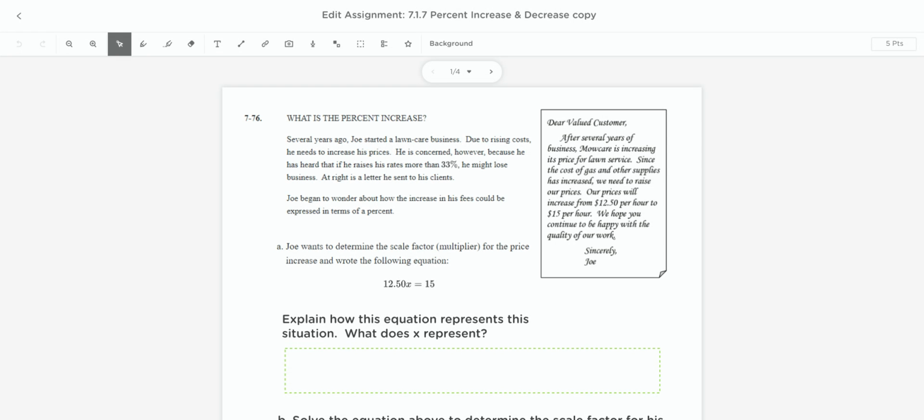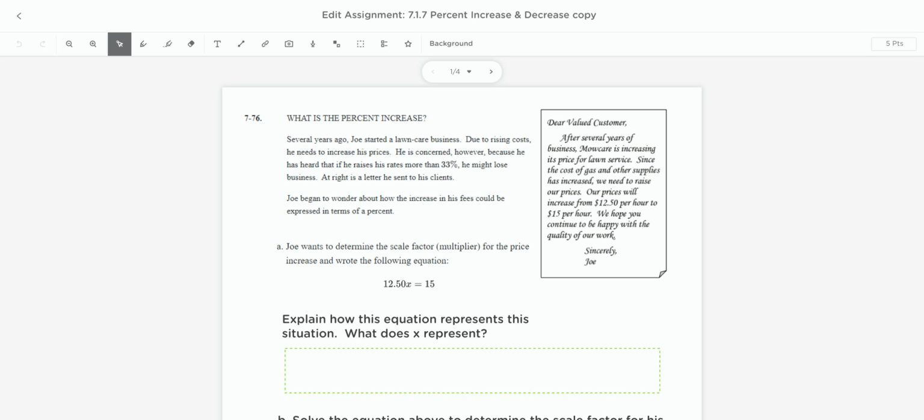So on this page, it's talking about percent increase. It talks about Joe starting a lawn care business, and due to rising costs, he needs to increase his prices. He's concerned that if he raises his prices more than 33%, he might lose business because he'll be considered too expensive. You'll see the letter he sent to his clients, and then he started to wonder about how the increase in fees could be expressed in terms of a percent.